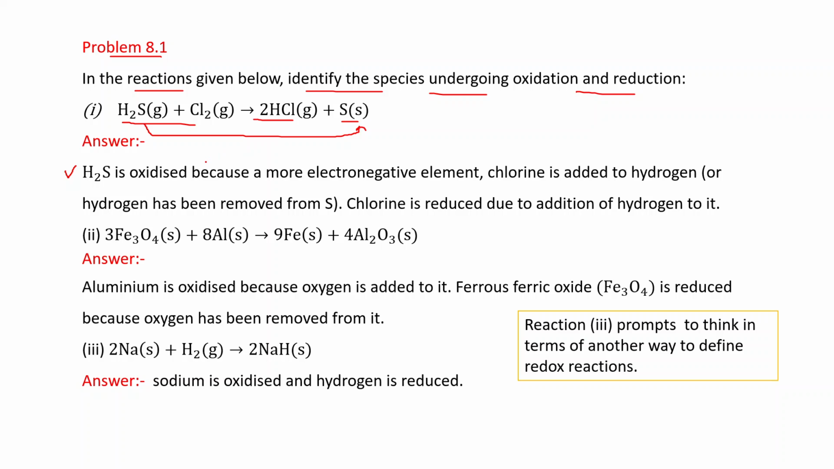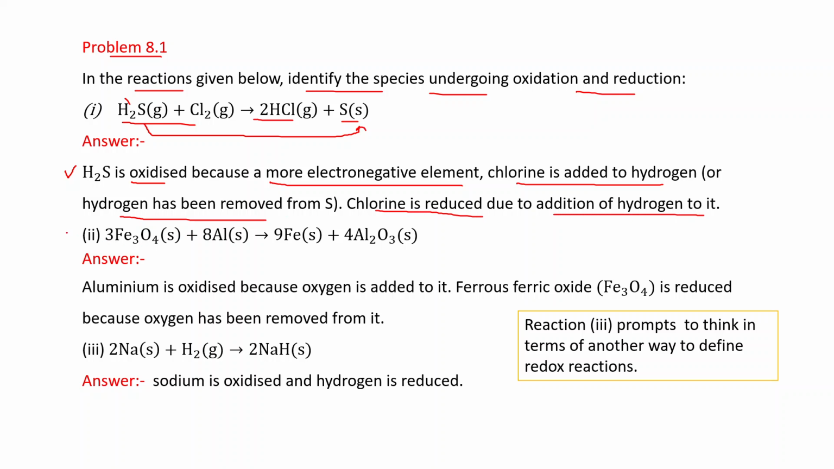Or you can also see that in this case chlorine is added to hydrogen, and chlorine is a more electronegative atom. So we can say this H2S is oxidized, because a more electronegative element chlorine is added to hydrogen, or we can say hydrogen has been removed to form sulfur. So chlorine is reduced due to addition of hydrogen to it.